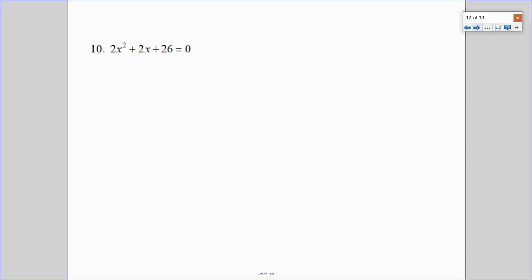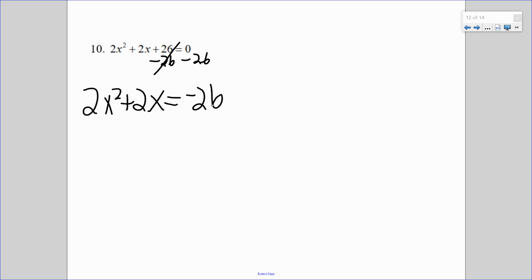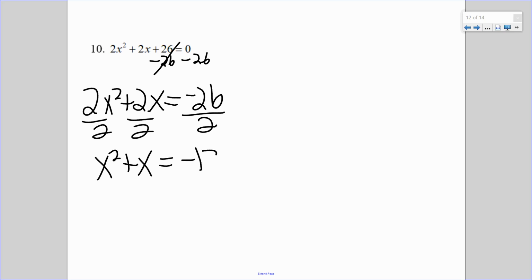Is this in the proper form right now? No. I need to bring the 26 to the other side. That gives me 2x squared plus 2x equals -26. I can't have anything in front of the x squared, so I need to divide it away, whether it goes in or not. In this one, it does go in, which is great. And now I'm in the proper form, so it's time to complete the square. I'm going to add my blank square to both sides.